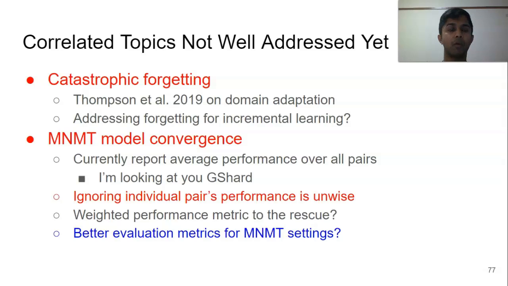There is also a problem with the way we detect convergence for multilingual neural machine translation models. Currently, what we do is take the evaluation corpora or the development sets for all language pairs, concatenate them, and stop training when convergence on the evaluation metric is detected for the average performance over all pairs. This ignores the individual pair's performance and is unwise. Maybe it's time to consider some kind of weighted performance metric which gives different weights to different languages depending on their learning rates. Furthermore, some kind of better evaluation metrics for MLMT settings might be needed.